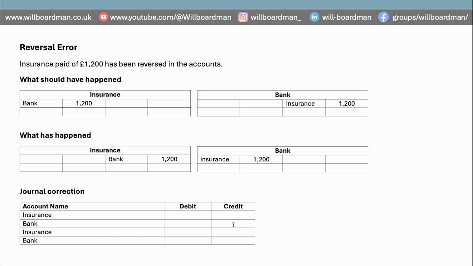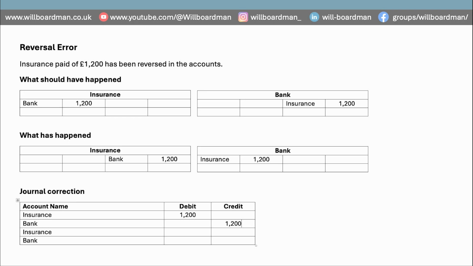The way to approach this one is where we need to remove the entire transaction. It is wrong in both accounts, and then enter it in as it should have been. To do that, all we need to do is debit our insurance of £1,200 and credit our bank for £1,200. Now, by doing this, you've reversed the original incorrect entry. So it has brought both of the account balances, the insurance and the bank, back down to 0.